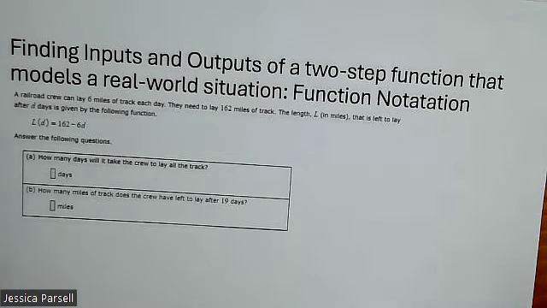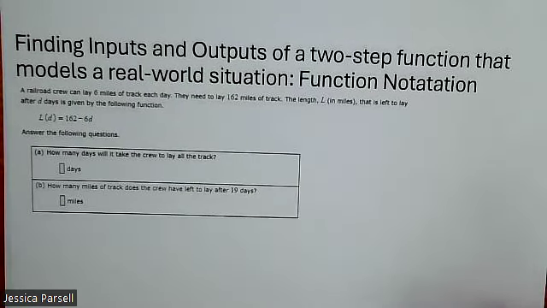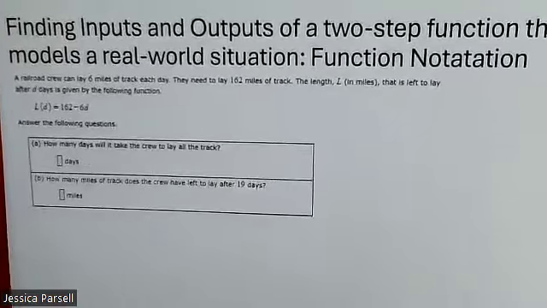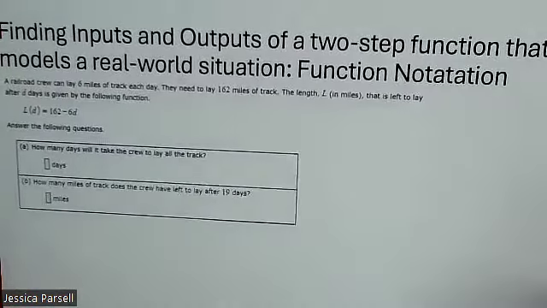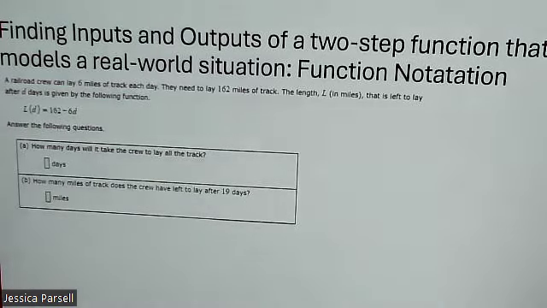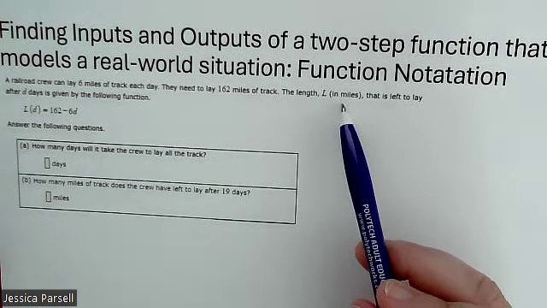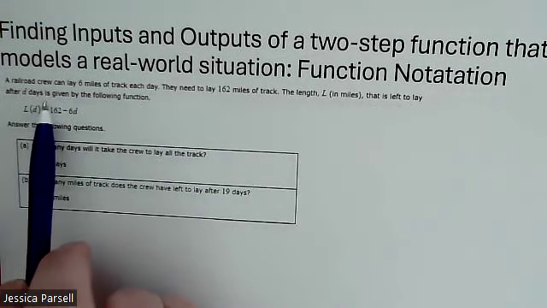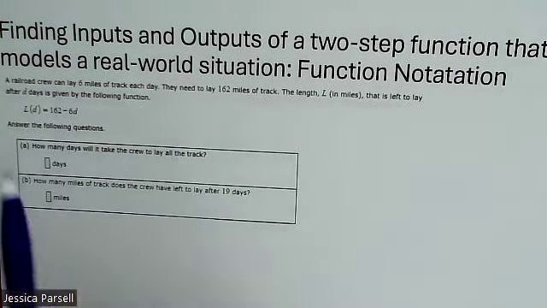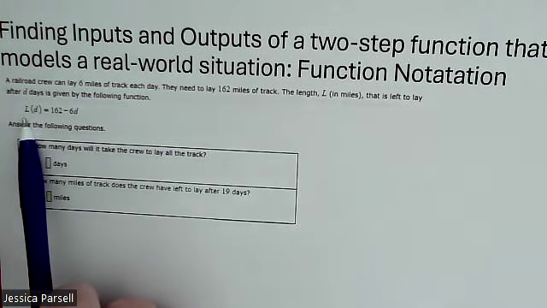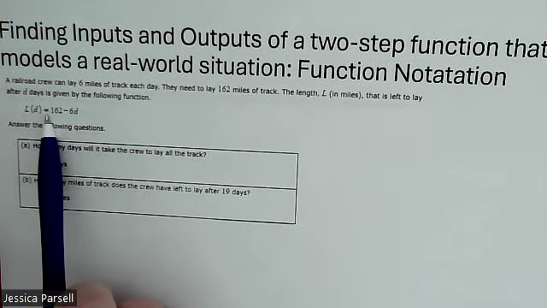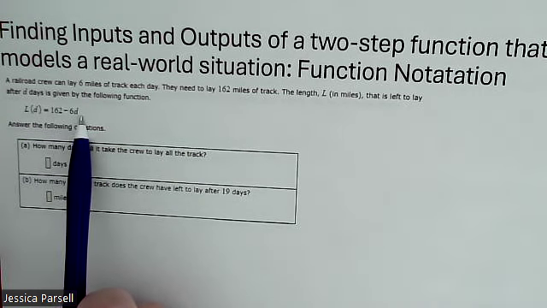Okay, so all of this is sort of leading to when do you use this in a real world situation? We have a couple examples to practice with today. I believe those are the last two types of problems for this week. Okay, a railroad crew can lay 6 miles of track each day. They need to lay 162 miles of track. The length in miles that is left to lay after D days is given by the following function. So the length in miles after D days is going to be equal to 162 minus 6D.